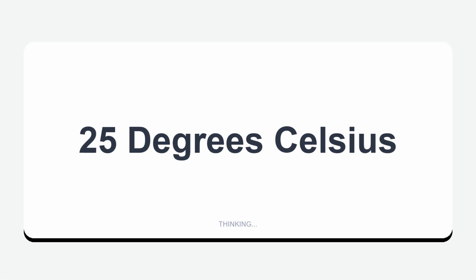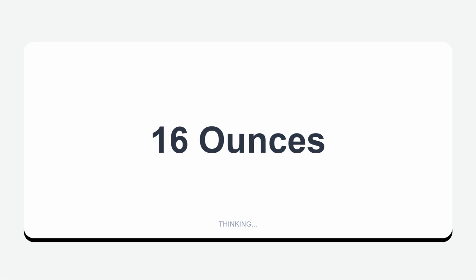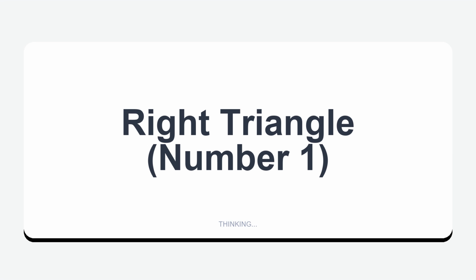25 degrees Celsius is 77 degrees Fahrenheit. 16 ounces is 1 pound. Right triangle, number 1: 3, 4, 5.